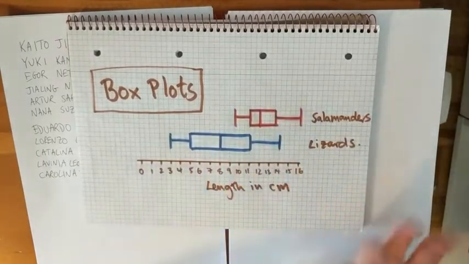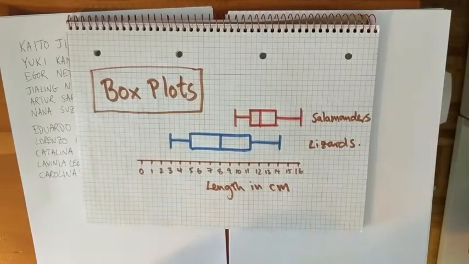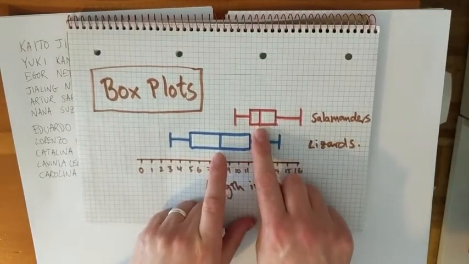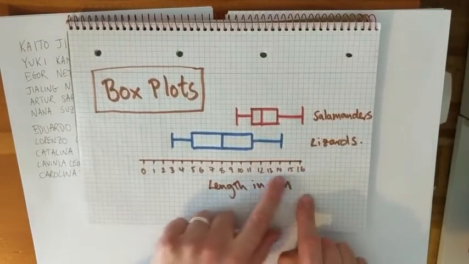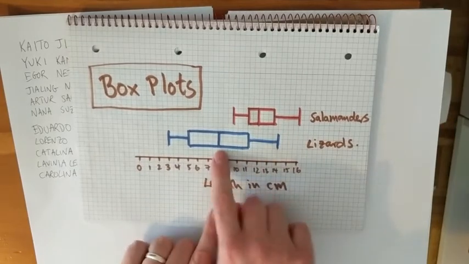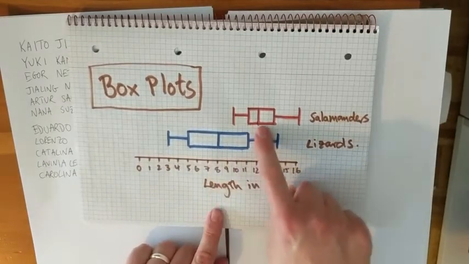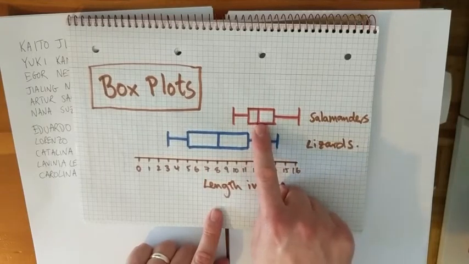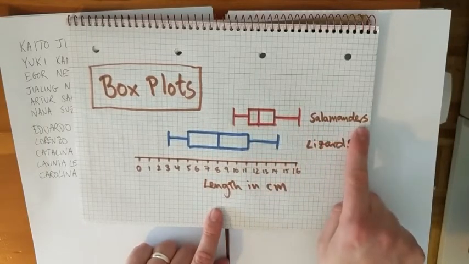And the first thing you can do once you have box plots, and it's especially useful if you have more than one of them, is to compare the differences. So the salamanders and the lizards, the median value, which is in the middle, that one there is lower down on my scale. So that means the lizards' median is smaller, and the salamanders' median is bigger. So on average, the length of the salamanders is bigger. So these are bigger animals.